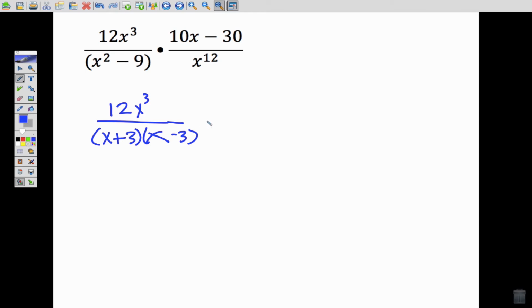And then on this next one, I'm noticing that with 10x minus 30, we can divide a 10 out of that, or factor a 10 out, and then what's left is x minus 3. Distributive property in reverse. And then the denominator of this is x to the 12th. We're going to do this two ways.